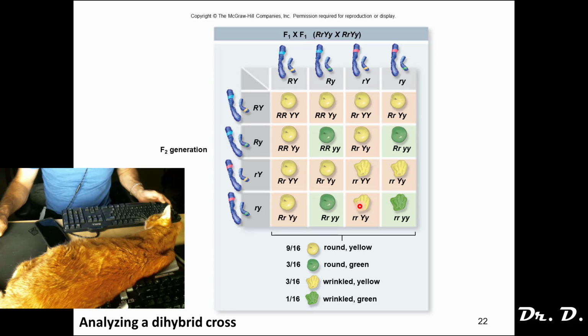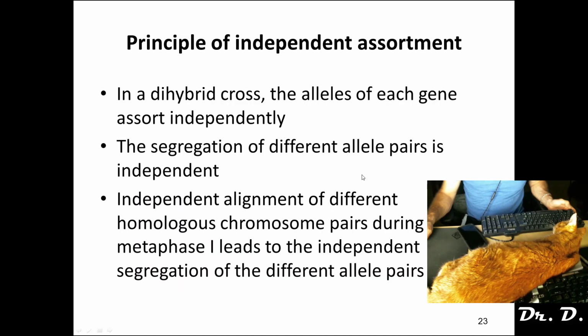So what does that tell you? Are the traits linked? No, the traits are not linked. You had round yellow, wrinkly green like the original parents, but you also got new combinations. Round and green assorted independently. Wrinkly and yellow assorted independently. So Mendel was able to determine the principle of independent assortment, that in a dihybrid cross, the alleles of each gene assort independently. And do you remember what makes sense of this in meiosis? We talked about meiosis just recently in chapter 11. Well, do you remember during meiosis 1, metaphase 1, how did those tetrads line up at the center of the cell?